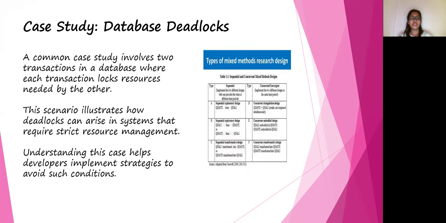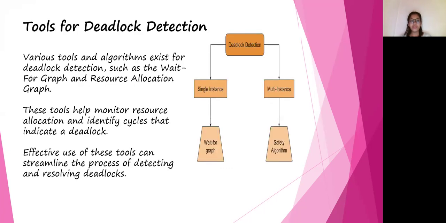Case study: database deadlocks. A common case study involves two transactions in a database where each transaction locks resources needed by the other. The scenario illustrates how deadlock can arise in a system that requires strict resource management. Understanding this case helps developers implement strategies to avoid such conditions.